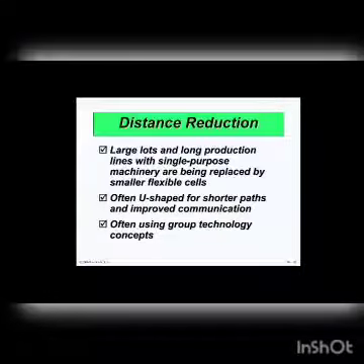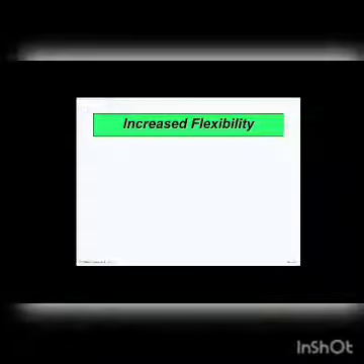Distance reduction. Large lots and long production lines with single-purpose machinery are being replaced by smaller, flexible cells as in batch production or group technology. Often U-shaped layouts are preferred. Group technology concepts are used for distance reduction.